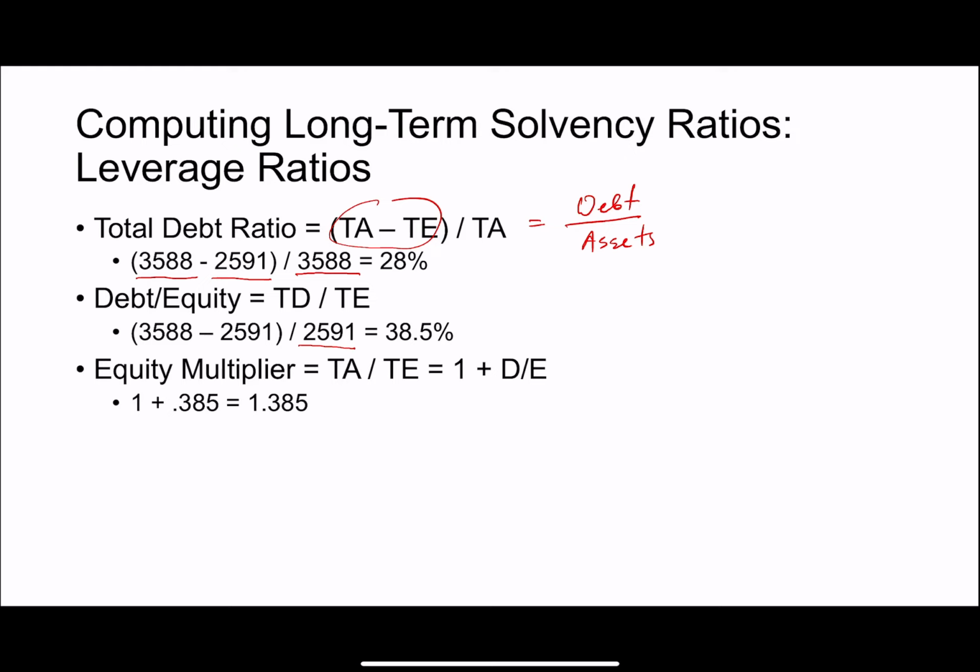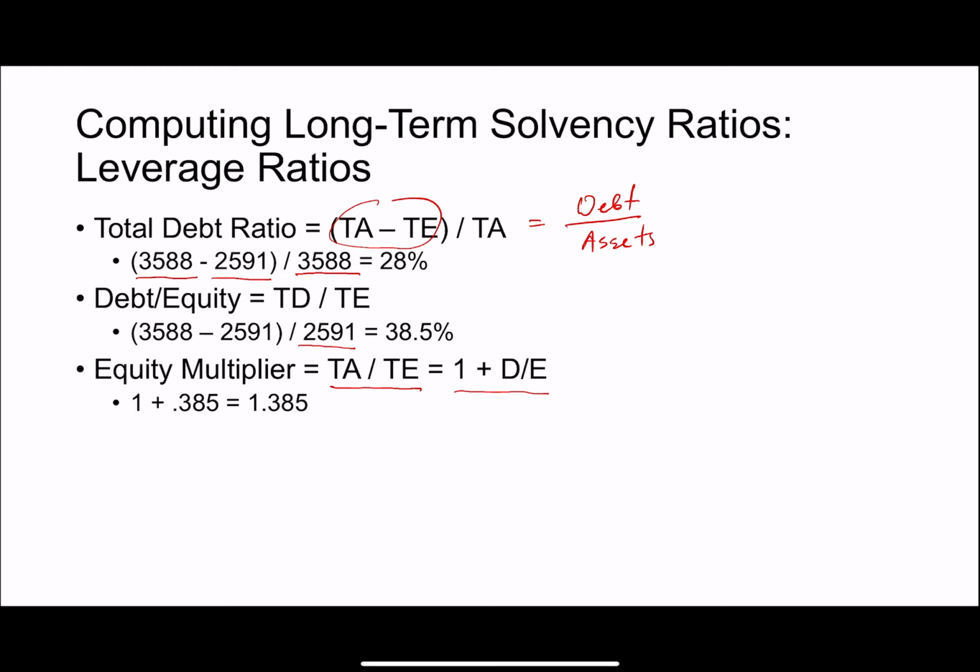Again, 38.5%. Is it high? Is it low? It depends on industry standards. And finally, your equity multiplier, which is equal to your total assets divided by total equity, which is the same as 1 plus debt over equity.